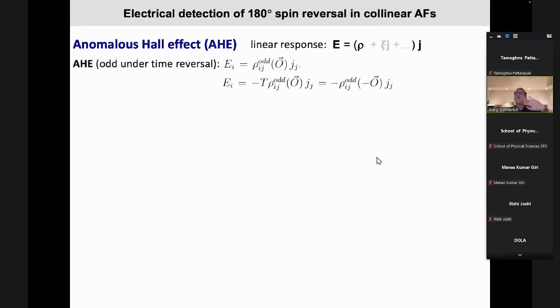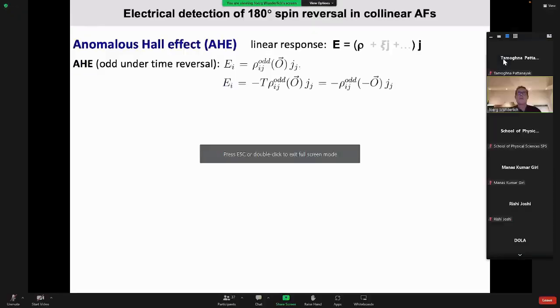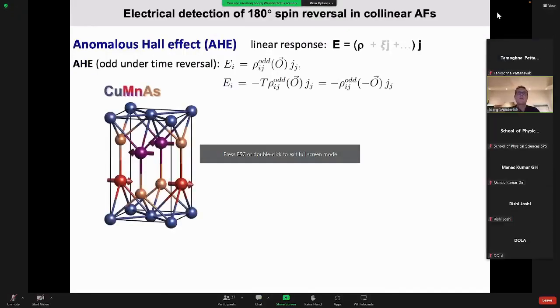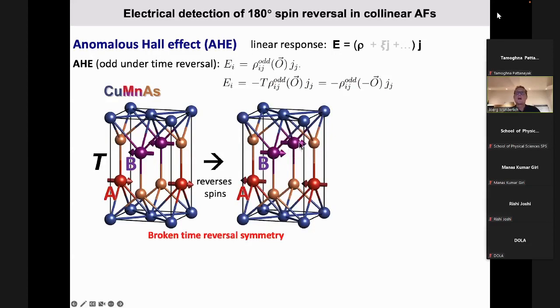But what about collinear antiferromagnets, like what we are looking at? So anomalous Hall effect, in principle, is present when you have a system where time reversal is broken. Indeed, we have such a system, copper manganese arsenide, for example, taking this as our antiferromagnetic system. You have two sublattices, and as I said, you can distinguish those two sublattices, sublattice A and B. You use a time reversal, you switch the magnetic moment orientation. And because here you have the copper below and here you have the copper above, you can in principle distinguish those two states.